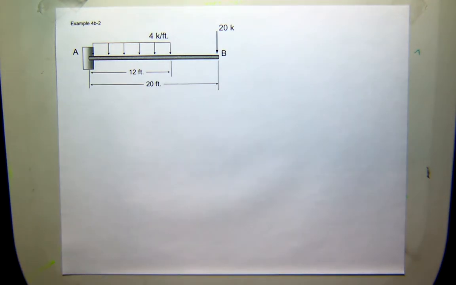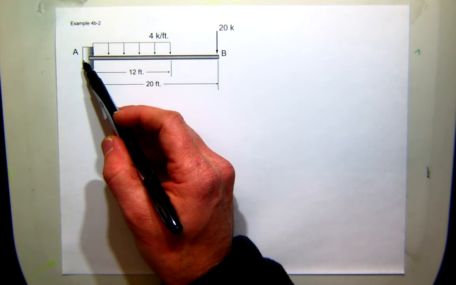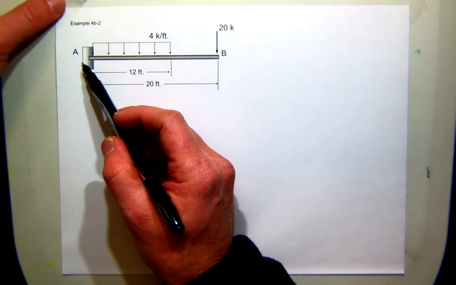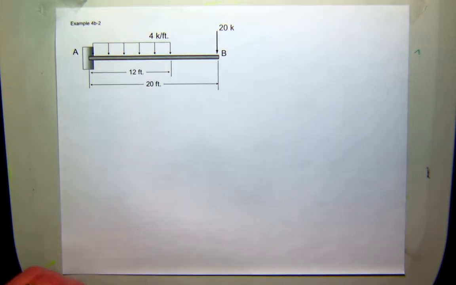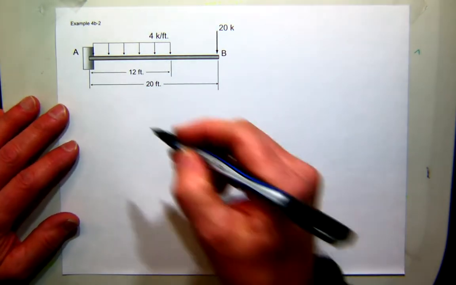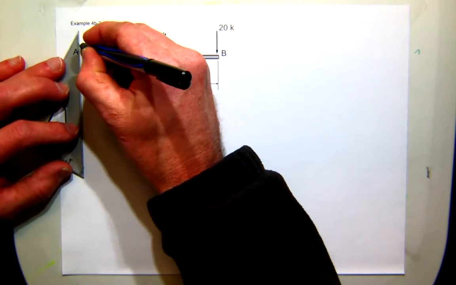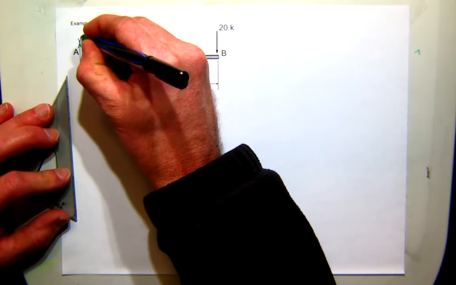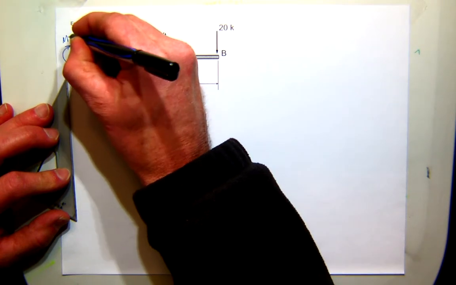I am going to start by finding my reactions at A and have those available to me for checking down the road. So the first thing I'm going to do is use this as a free body, and I'm going to come over here and establish positive shear and positive bending moment at A.